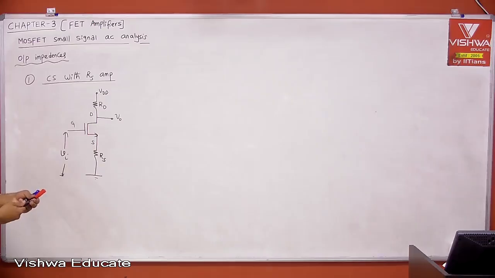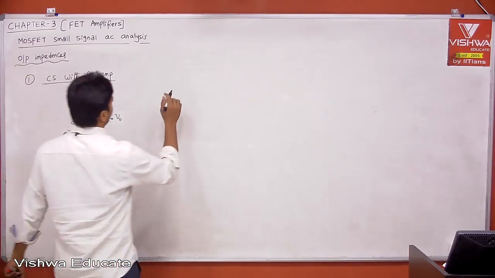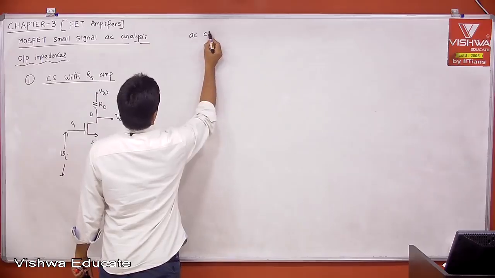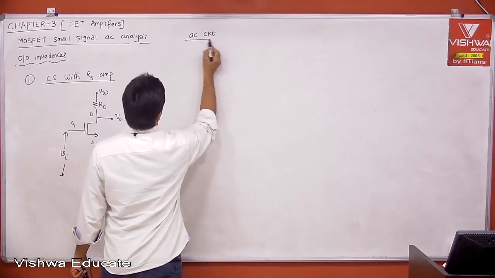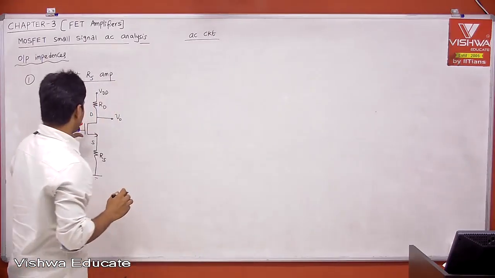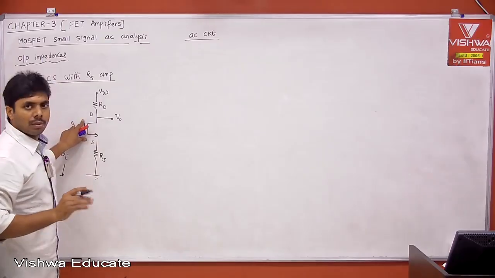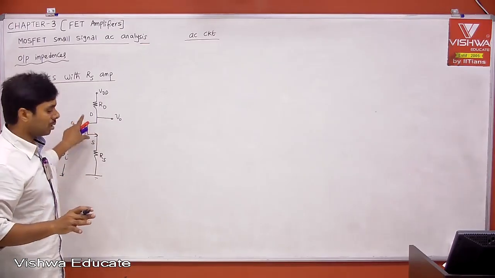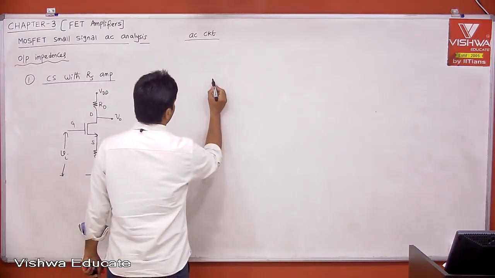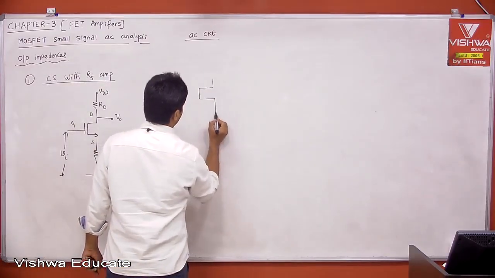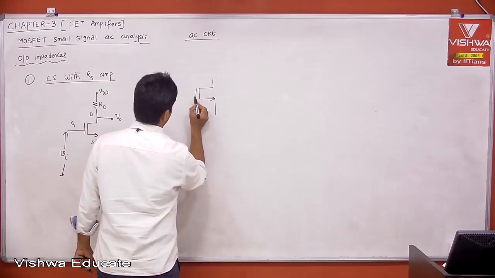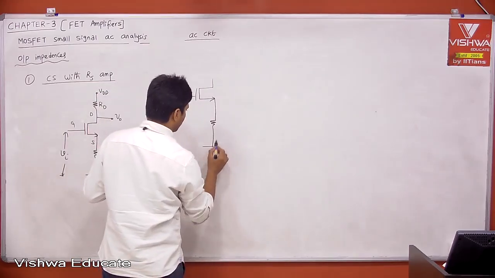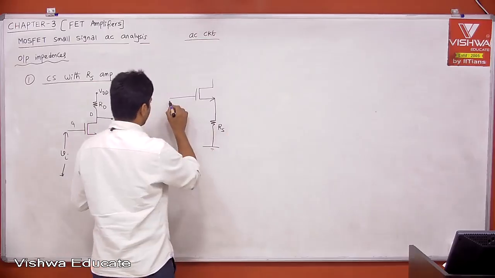Just to have the output impedance definition for your understanding, let us consider the AC circuit. What is the AC circuit? The MOSFET should be replaced with the equivalent circuit, but we already have that, so let me define it while keeping the transistor as it is. This is nothing but your RS, and this is Vi.